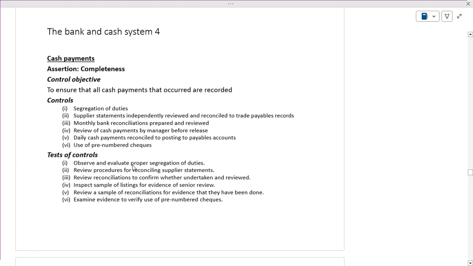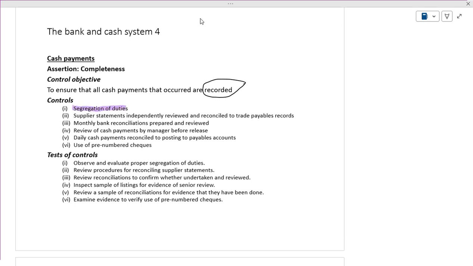Completeness. Now you have paid. Once you have paid, you have to ensure that all cash payments have been recorded. You have paid, but you have to check whether debits and credits are there or not, especially debits. Again, segregation of duties. Now you see how important it is with respect to cash. This is the control.